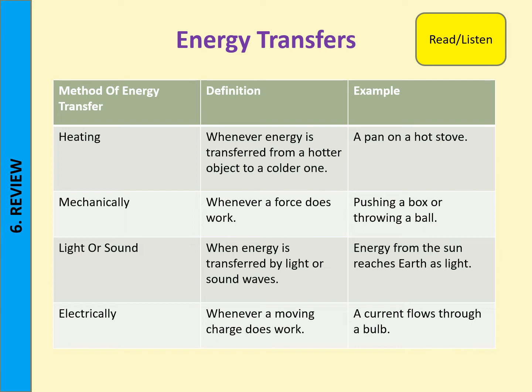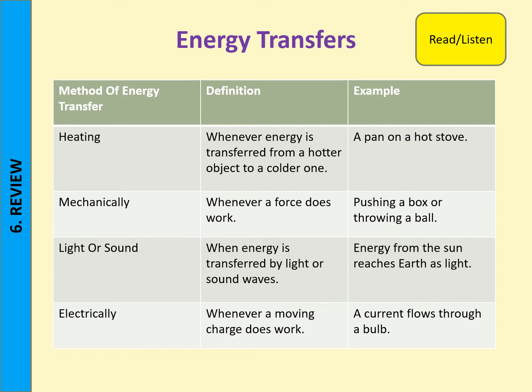The first is heating, whenever energy is transferred from a hot object to a cold one. And a good example of this is a pan on a hot stove. Remember, in this case, the energy is always transferred from the hotter object to the colder one. The second method of energy transfer is mechanically. This is defined as whenever a force does work. Good examples of this are pushing a box or throwing a ball.